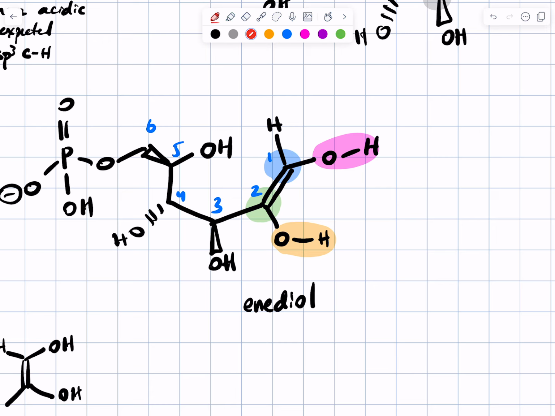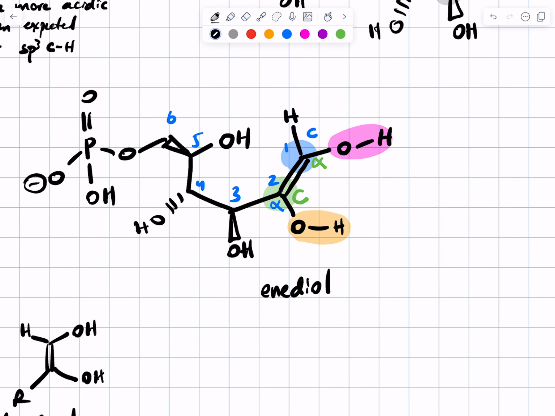So before, the blue carbon was our aldehyde carbonyl carbon, and carbon 2 was alpha to the aldehyde. But you can see this ene diol has another potential direction. In green is another potential carbonyl carbon, and now the blue carbon is alpha to that.